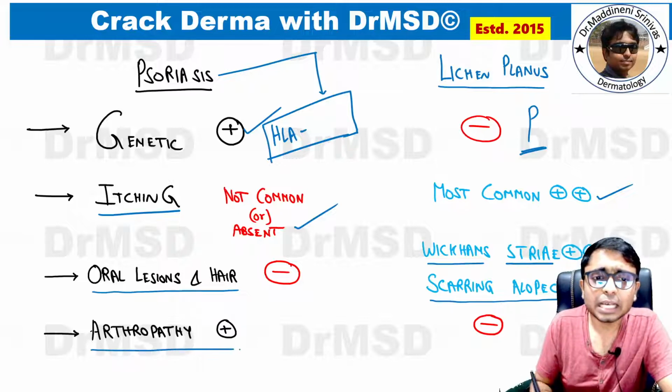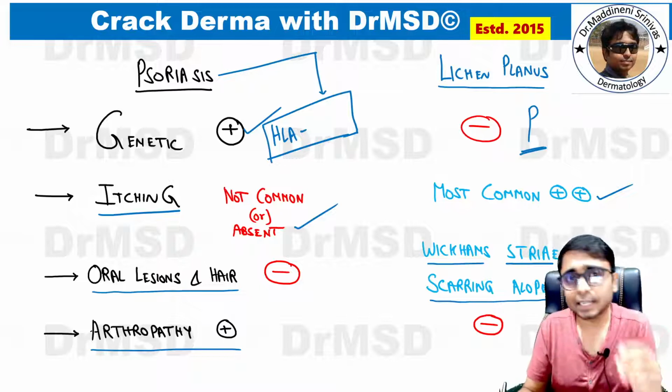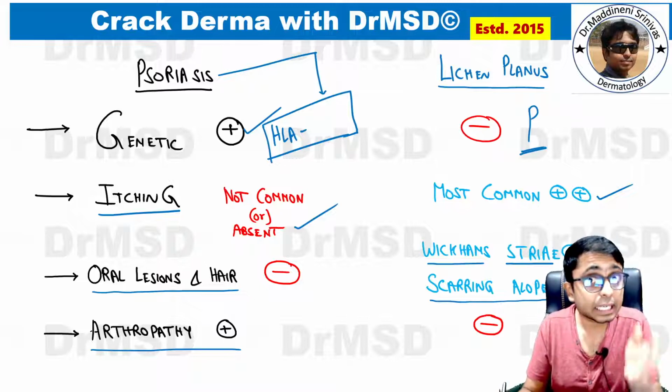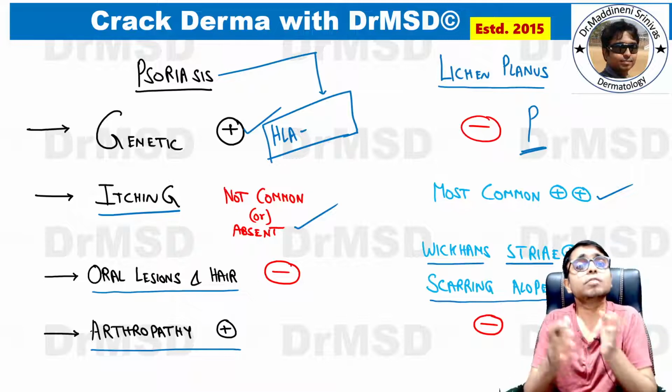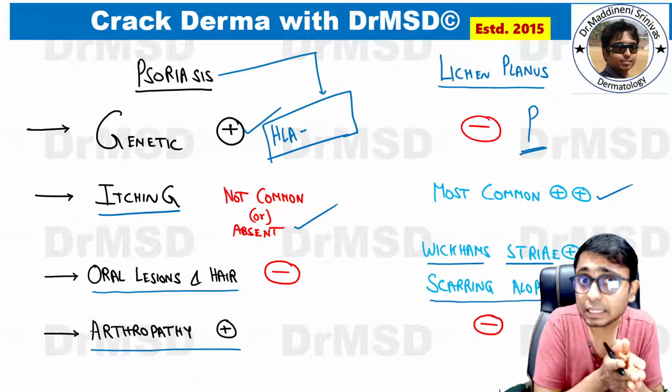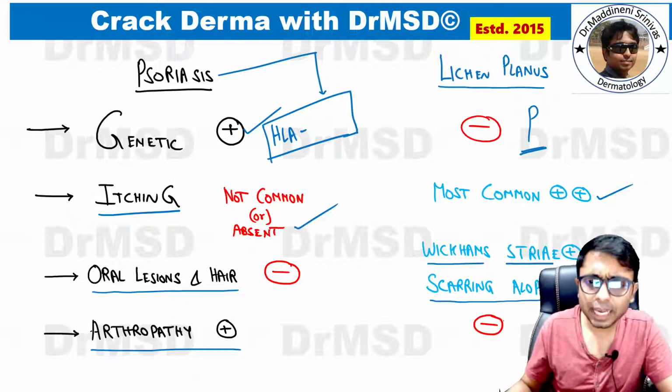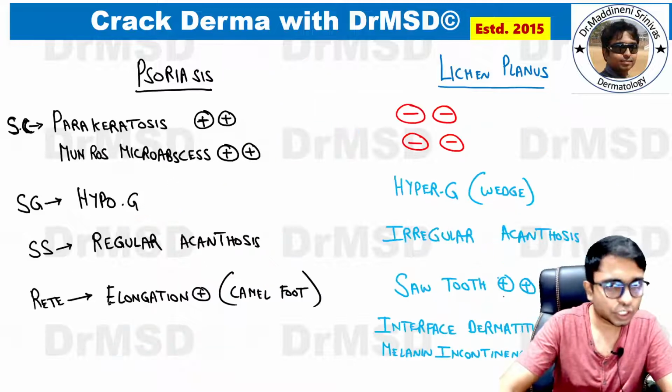And of course, psoriasis is not just a disorder of the skin. Please remember, it is associated with metabolic syndrome, and also with inflammation of not just the skin but also the joints. So there will be arthropathy, but lichen planus does not have any such associations.